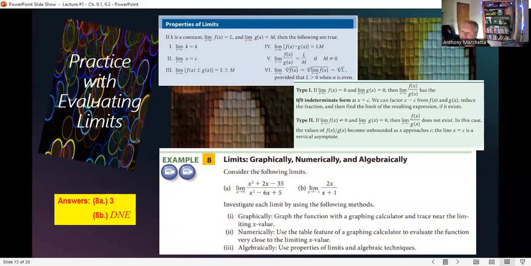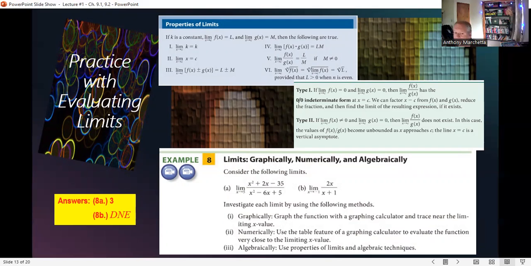And we're going to ask you to please try to find those answers using a graph. Then find the limit using numbers or a table. Numerically means tabular analysis. And then, of course, algebraically, which means maybe factoring and slashing out. All the different things we did today. For A and B, the answers are 3 and does not exist. Let's talk about graphically why those are the answers.